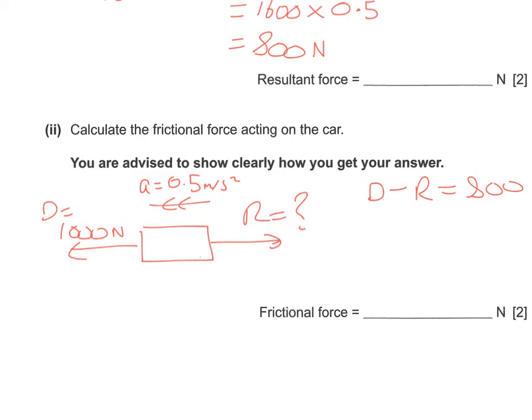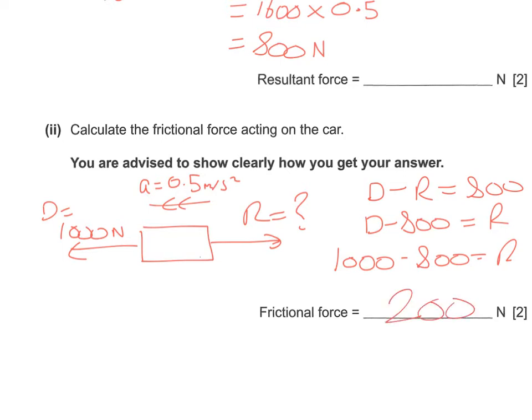So r is going to be d minus 800. We take r to the right hand side and bring the 800 over. And so d minus 800 equals r. So 1000 minus 800 equals r, which means that r is 200 newtons.